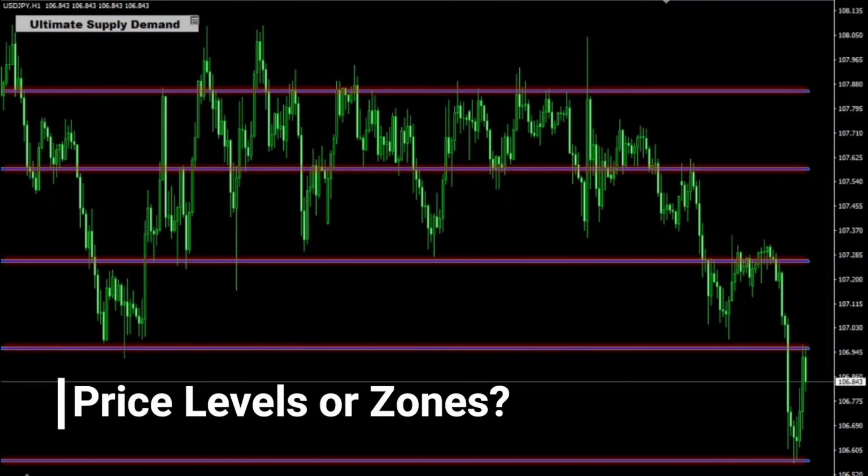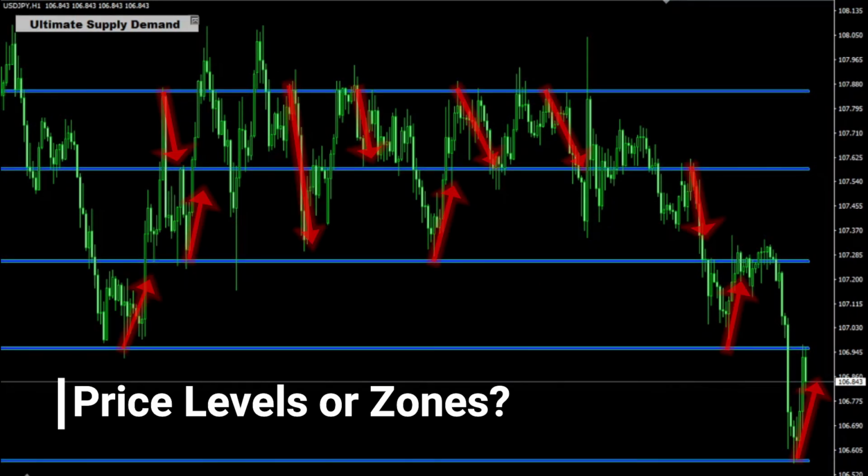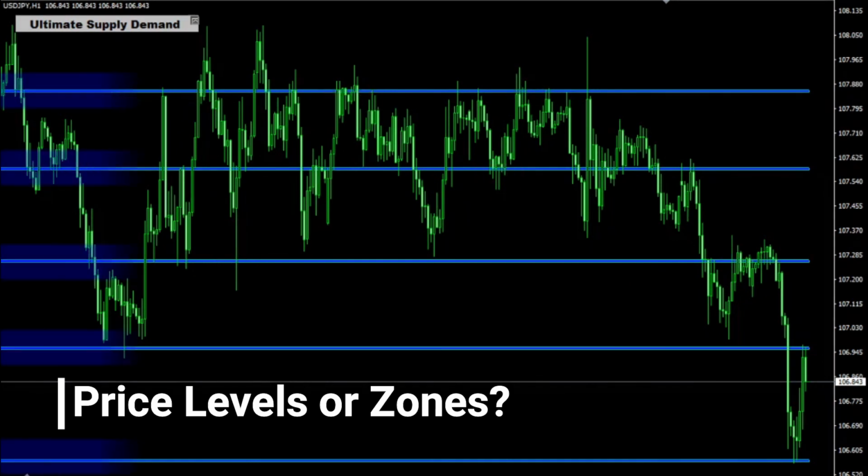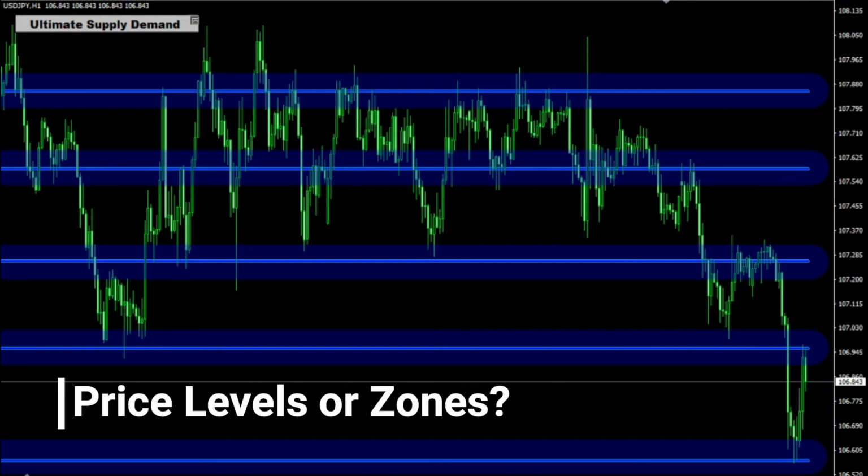Personally, I prefer to use price levels because it gives me a more accurate price to work with, and sometimes this precision can lead to better trades. But markets are not exact. There is always certain volatility you need to take into consideration. So at the end of the day, what I really use is this price level surrounded by certain zones.